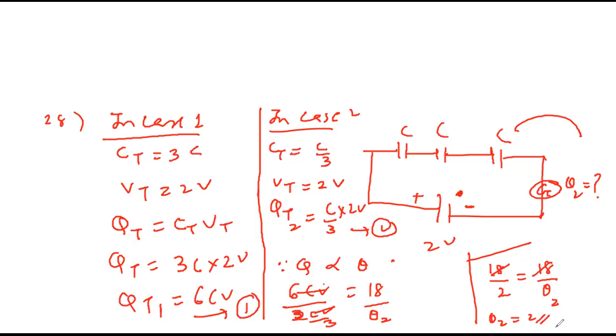Did you follow? In a ballistic galvanometer, charge is proportional to deflection. So I just found the charge in the first case and the second case.